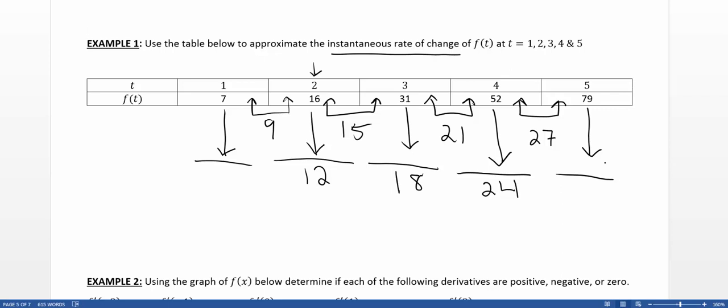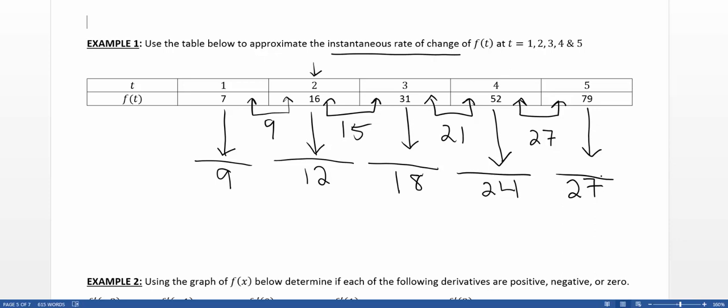So we're actually going to use the average rate of change between 1 and 2 to approximate the instantaneous rate of change at 1 because we don't have anything to the left. Similarly, at 5, we're going to use the average rate of change between 4 and 5 because we don't have anything to the right of 5. So that would give me 27. So now I have an approximation for the instantaneous rate of change at every point on my table.